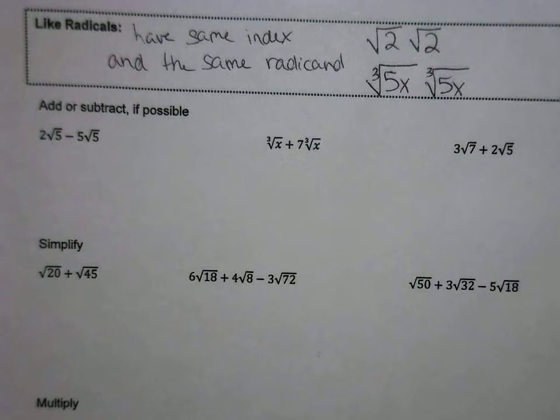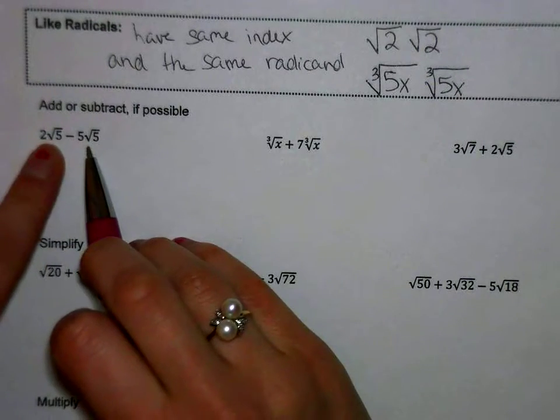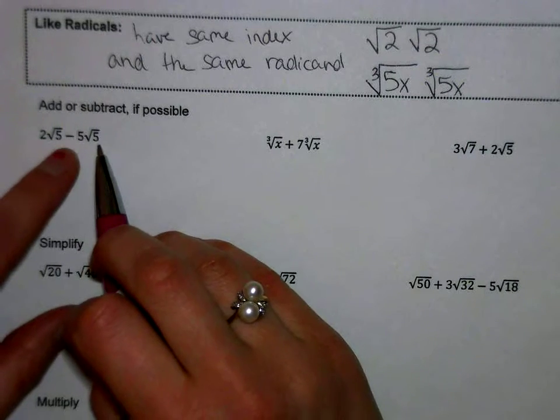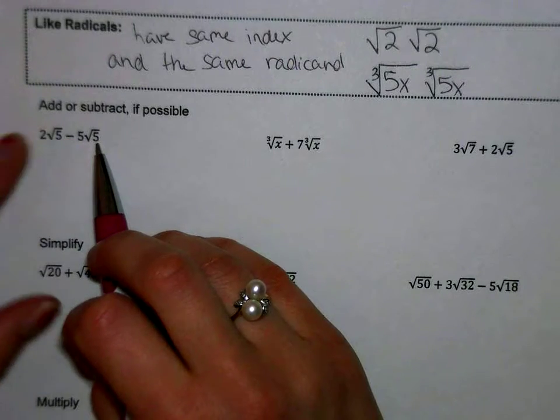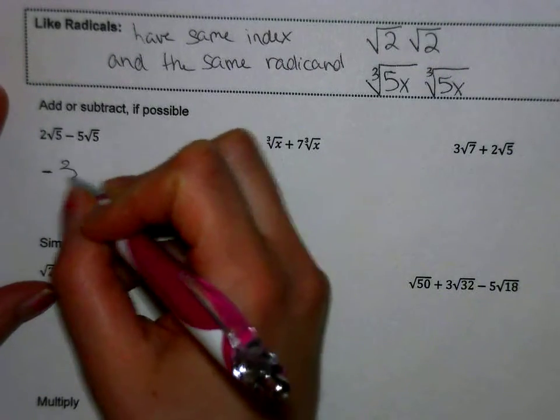We want to add or subtract if possible. For this first example, we have the square root, so we know the indexes are the same, and it's the square root of 5, so the radicand is the same. So that means we can combine these. So we have 2 minus 5, and 2 minus 5 is negative 3 square roots of 5.